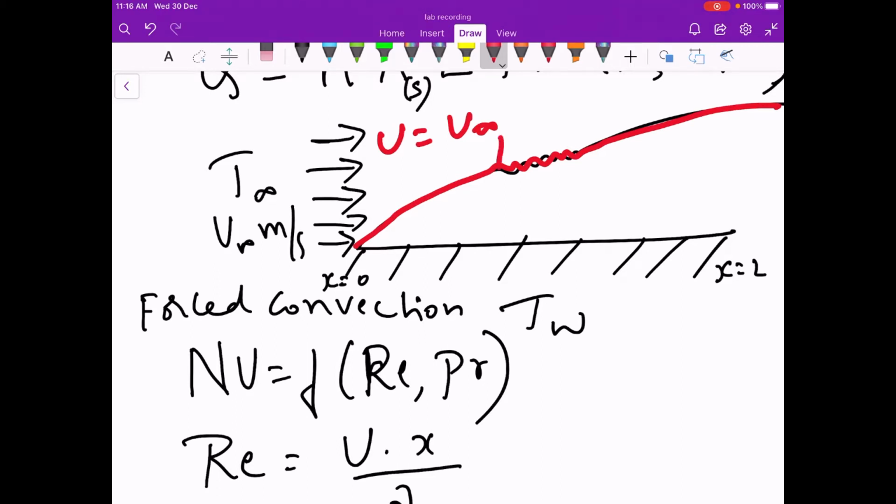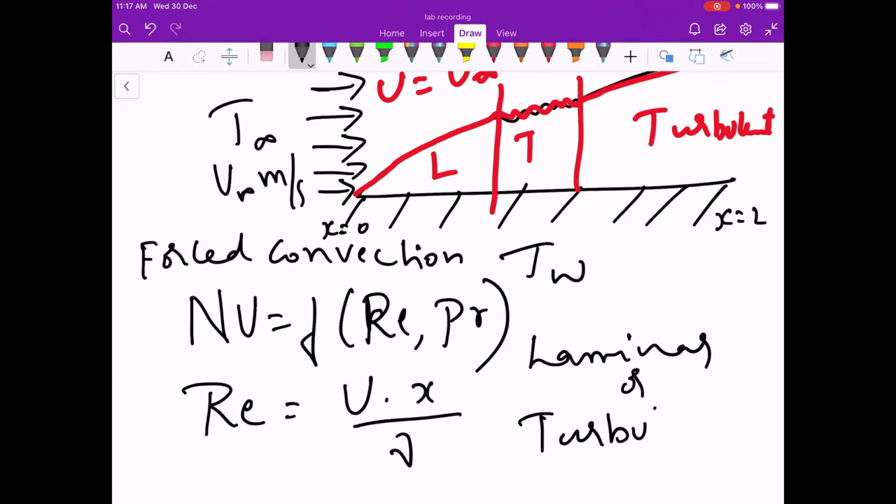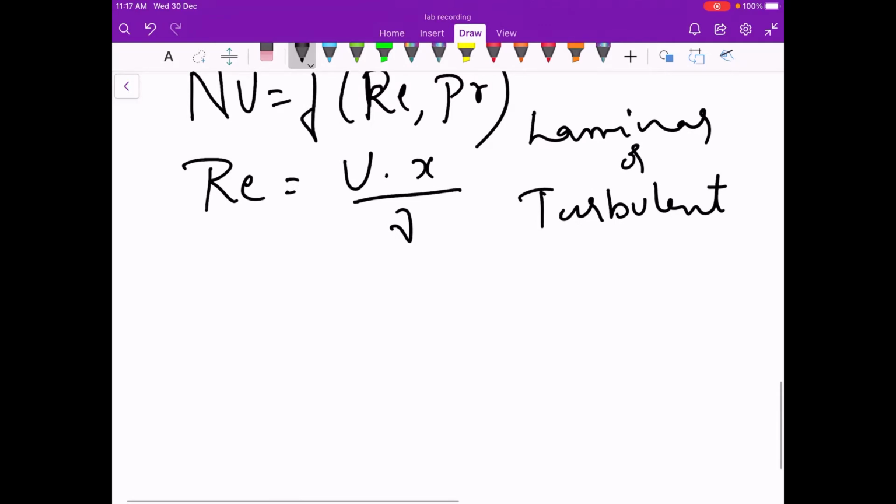Part of the region will be laminar, then transition, and then turbulent, because as X increases along the length of the flat plate, Re also increases. So you can see it can be divided, and accordingly we will be calculating h in different zones. Based on whether the flow is laminar or turbulent, your complete correlation is going to vary.